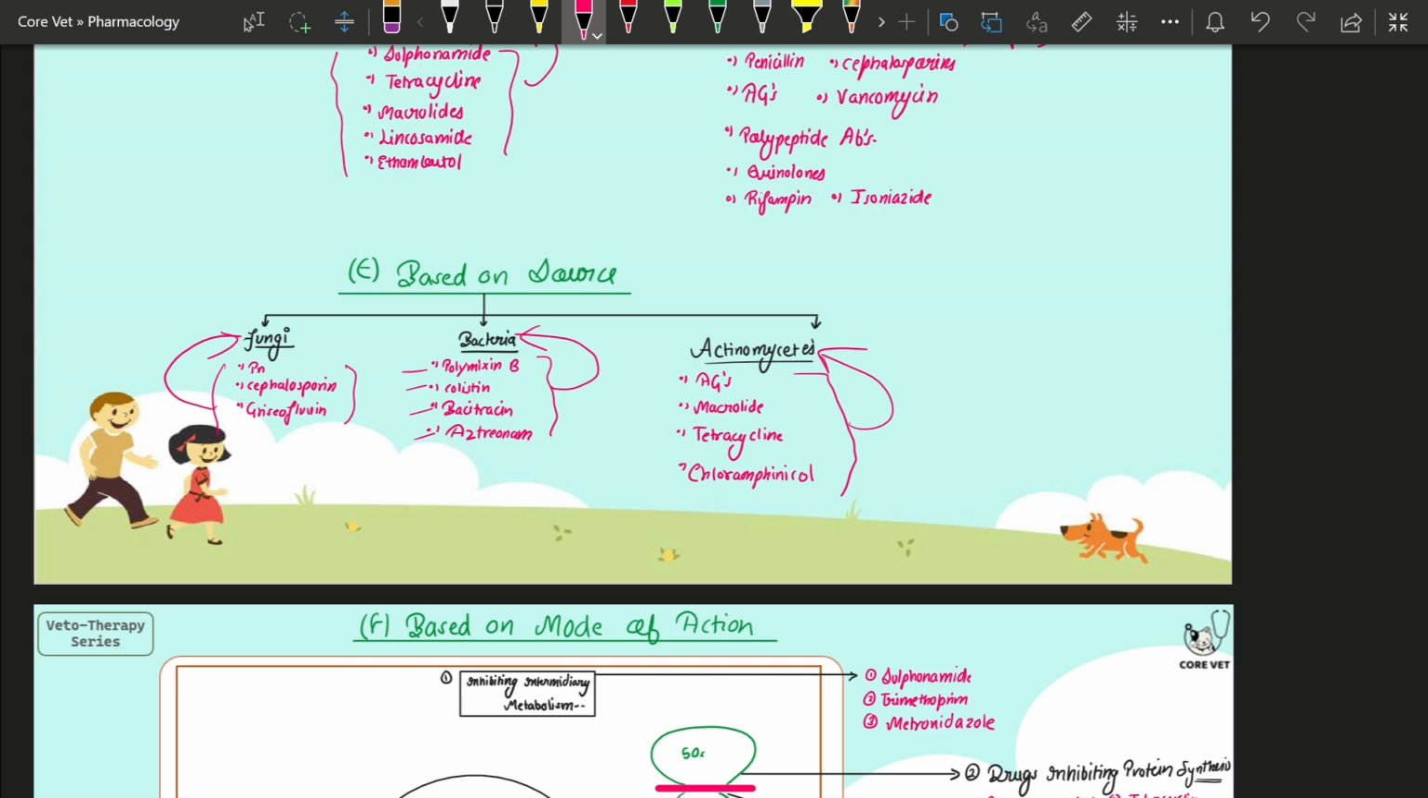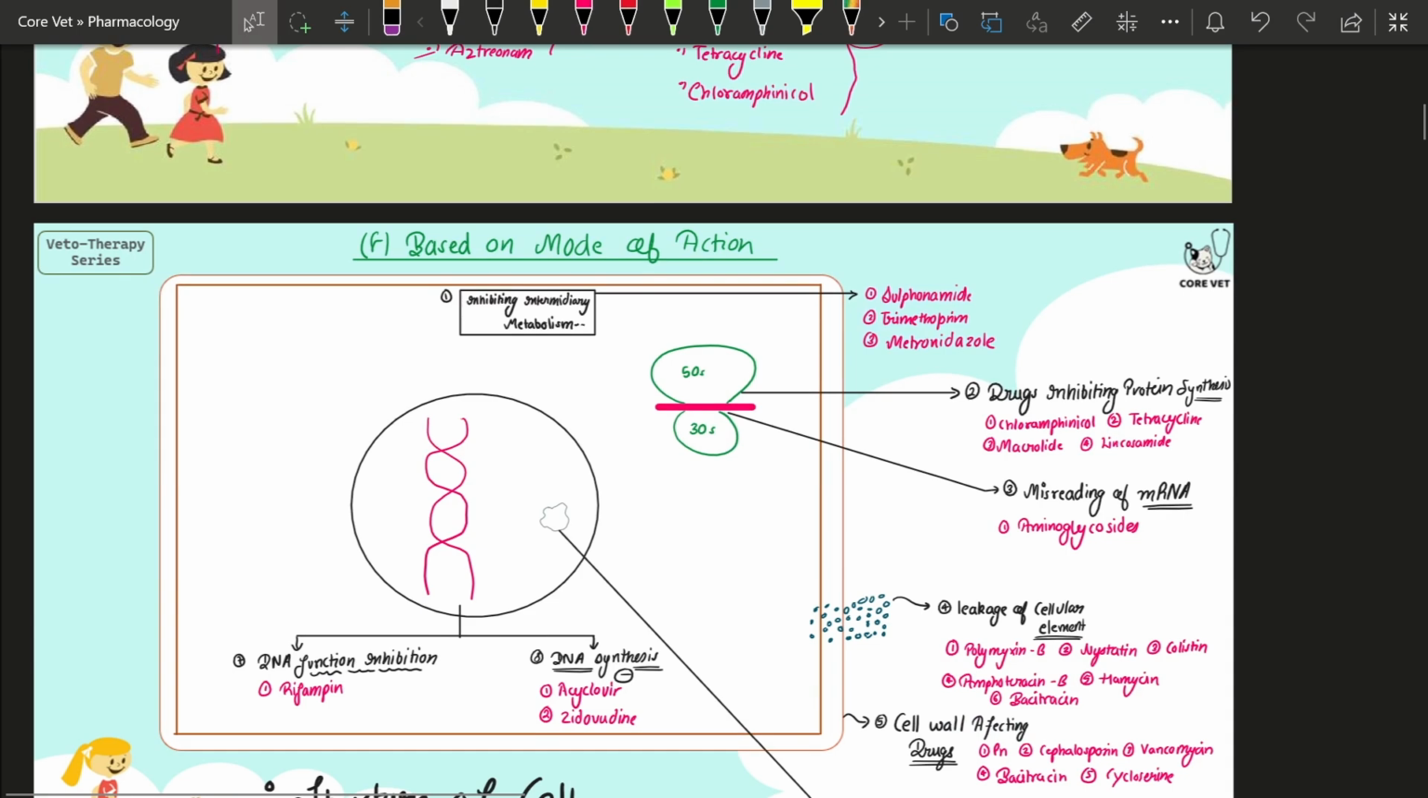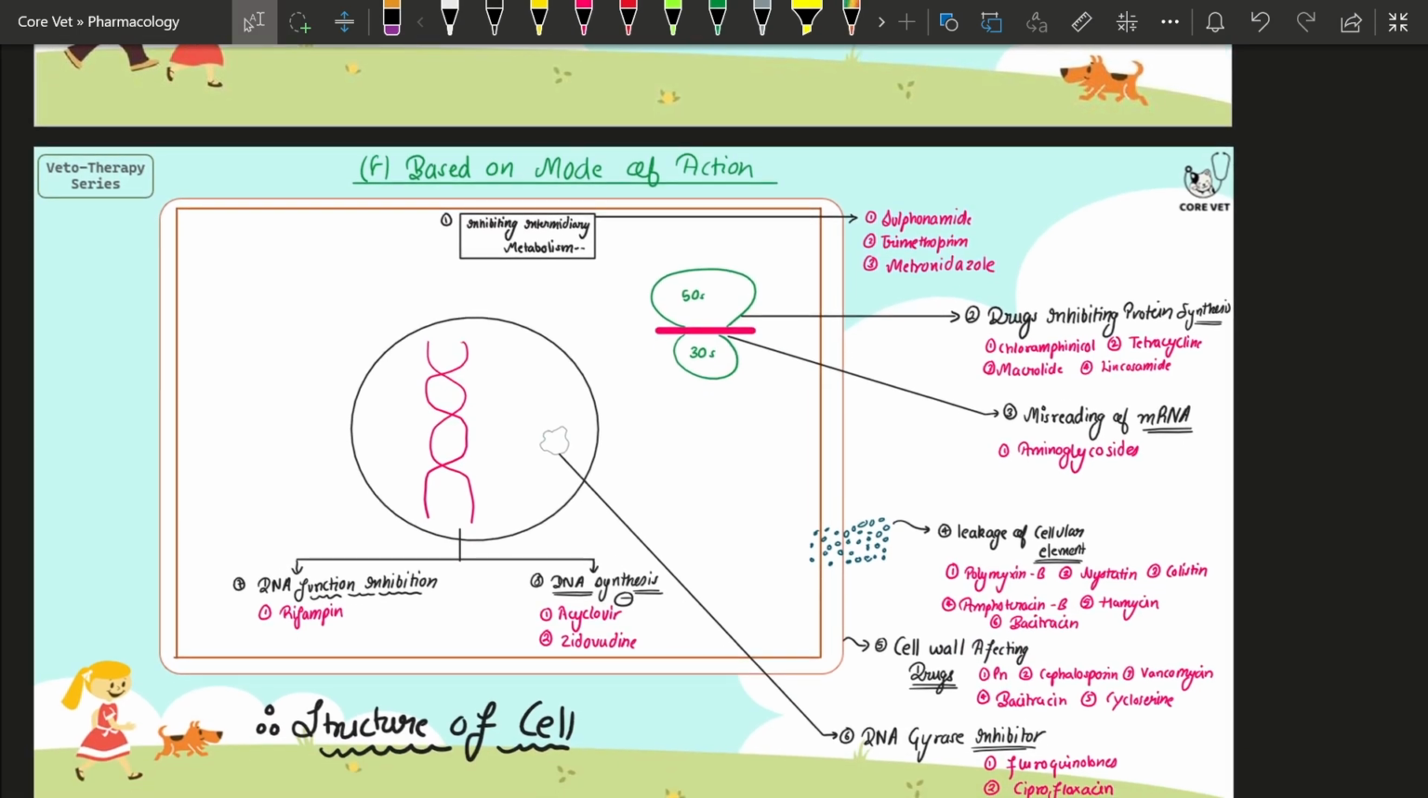You're going to see in the later half, when we discuss all these classes of the drugs, what the origin of the particular drug is. Now, this particular classification, based on the mode of action, is quite important.